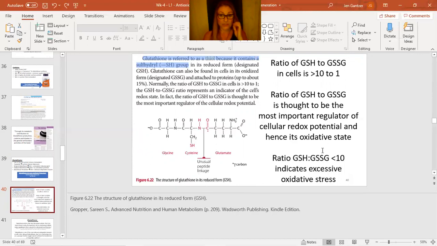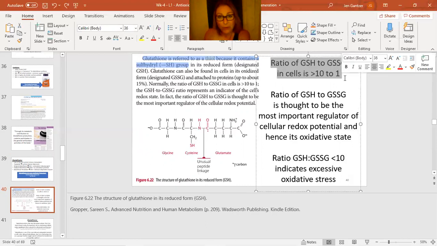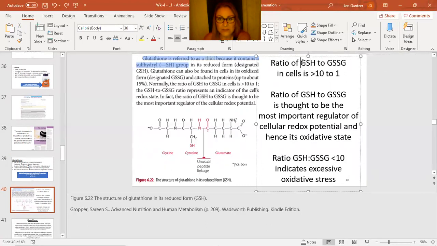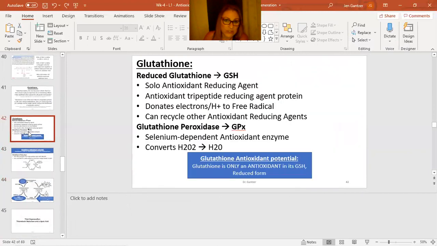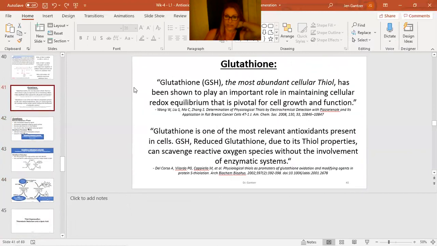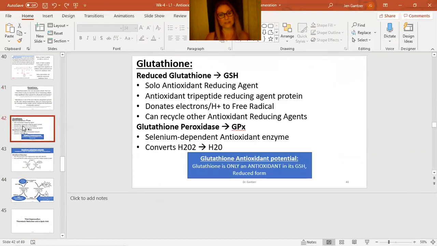So an oxidative stress state is going to be associated with a low ratio of the reduced to the oxidized, and a healthy system has a high ratio, meaning that there's a lot of reduced glutathione so that it can continue to participate. That also tells us that there are plenty of antioxidants and reducing agents that are doing their job recycling it. So that is important to understand, that it is a recycling agent, and it is the most abundant thiol. So that's pretty cool. All right, so now let's take a little bit of a deeper look at this.